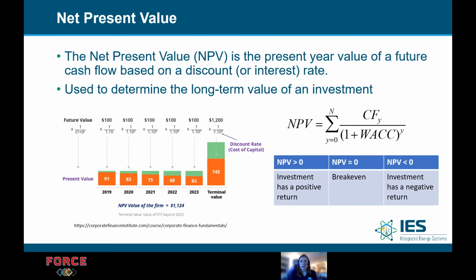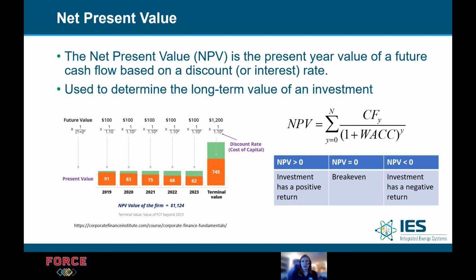The first thing that TEAL calculates is the net present value, and that is the value of future money. It's based on the time value of money, and it's used to determine the long-term value of an investment. So this is based on a discount rate, and there's the formula for NPV there, and then a diagram that kind of shows what it is.